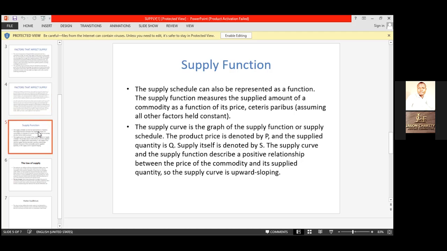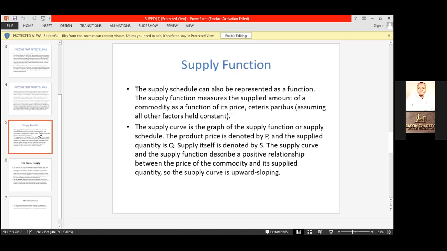If you are talking about the supply function, it measures the supplied amount of a commodity as a function of its price. The supply function is trying to show the relationship between the price and the quantity supplied to the market. If the price is at this level, how much quantity were you able to supply? When the price reduced from this level to this level, how much quantity were you able to supply? So that shows the relationship that exists between the quantity supplied and the price at which they are selling the products.